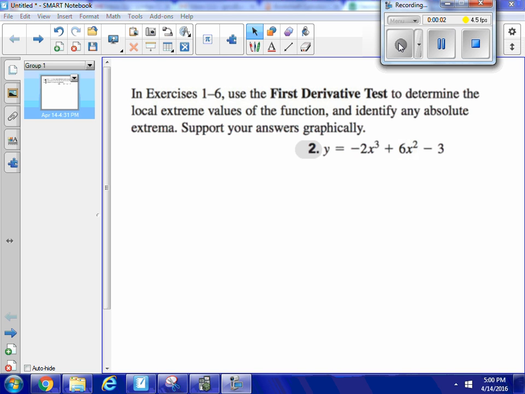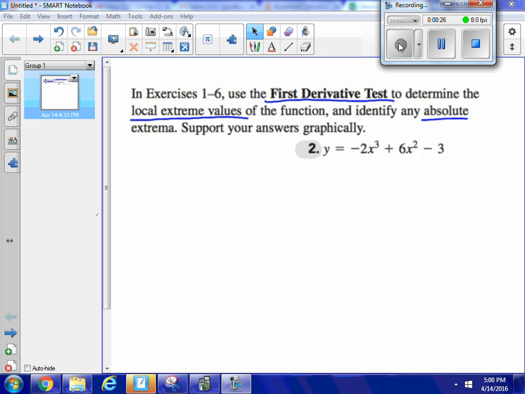In this problem, I'm being asked to use the first derivative test to determine the local extreme values of the function and identify any absolute extrema. And then I'm going to support my answers with a graph. So, you know, I like to get a good sense of what the function is telling me.